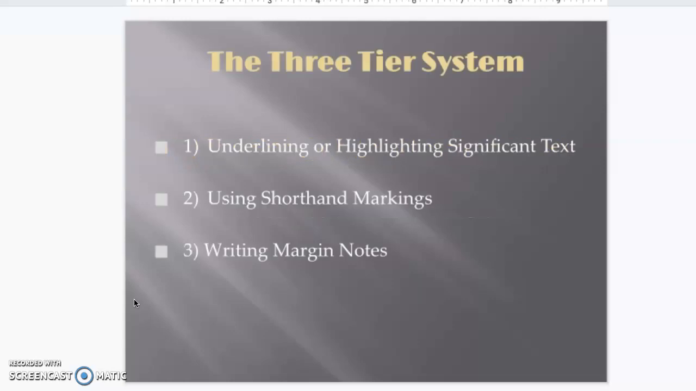So I like to use a 3-tier system. There are 3 components here. The first one, underlining or highlighting significant text. This does not mean underlining and highlighting everything. I'll show you a little bit more of this on the next slide. Number 2 is using a shorthand marking so that you can quickly go back to the most important parts. And the third part is the part that a lot of people don't do, but I think is the most important in a lot of ways, is writing margin notes.